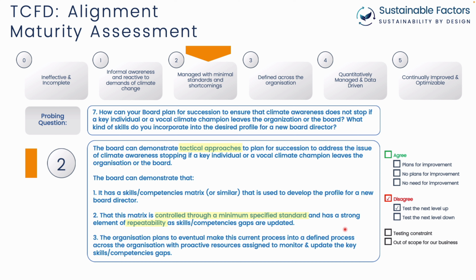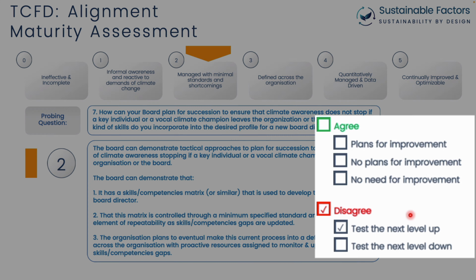Okay, and again, the third bullet point here is quite important because we're showing the ambitions of the organization as they plan to eventually make this process into a defined process across the organization with proactive resources assigned to monitor and update the key skills and competencies gaps, right? So once again, it's now really about the skills and competencies matrix having effective use value to enable that retention of climate talent. Assume now the board disagree once again, and they believe that this level is too low.